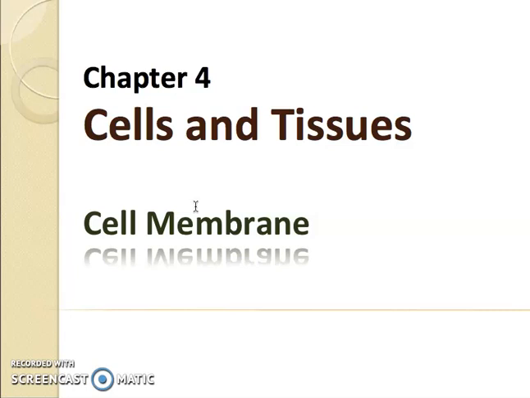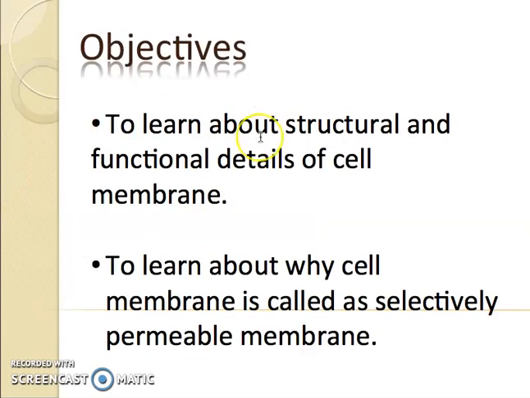Now, going into the details of the cell membrane, what we are going to learn is the structural and functional details of any cell membrane, and why the cell membrane is called a selectively permeable membrane. In your previous classes, you might have come across the term selective permeability, that the cell membrane allows some molecules to pass through and does not allow others to pass through the same structure. So what is the basis on which the cell lets some things in and lets certain things out of the cell?